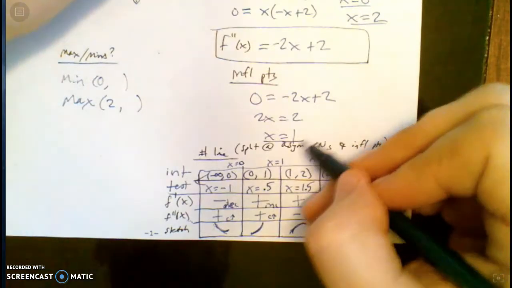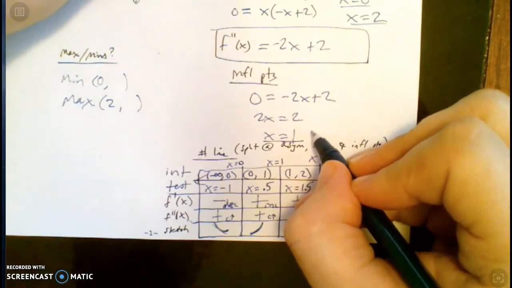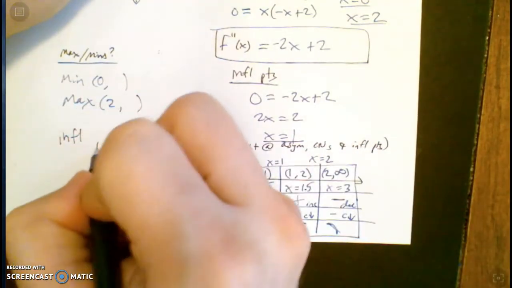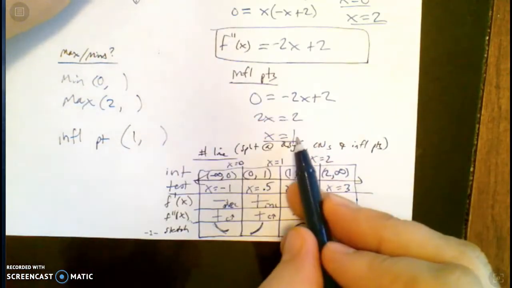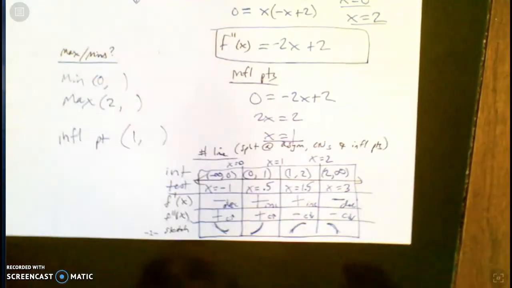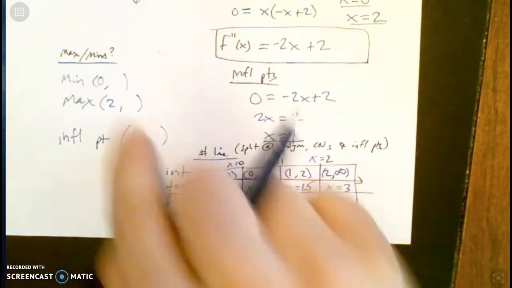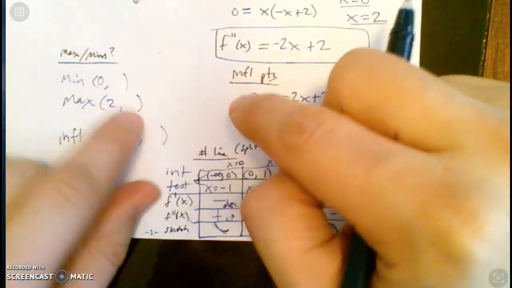And I forgot to do it earlier, but there's an inflection point at 1 comma something. We never found that point. I just knew there was a point there. But I'll do it all at once, because how do I find the y value every time?